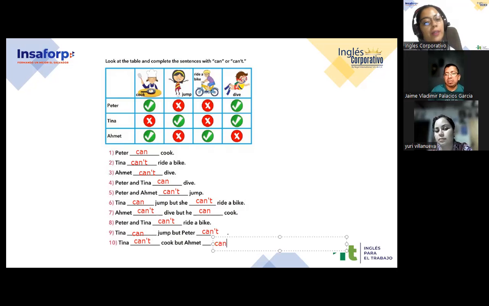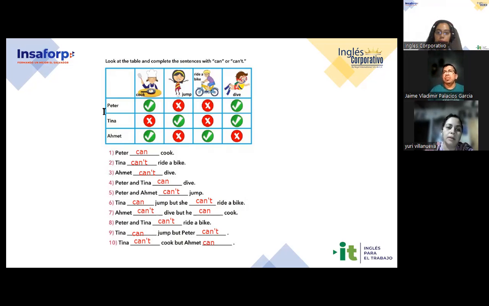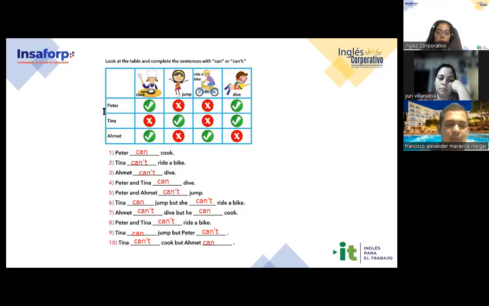Ahora usted se va a encargar de leerlas. Completed. Vamos a ver, voluntariamente. Number one. Me, teacher. Okay, Judy. Peter can cook. Excellent. Number two. Who wants to read number two? Tina can't ride a bike. Excellent. Number three. Who wants to read number three? Amnet can't dive.